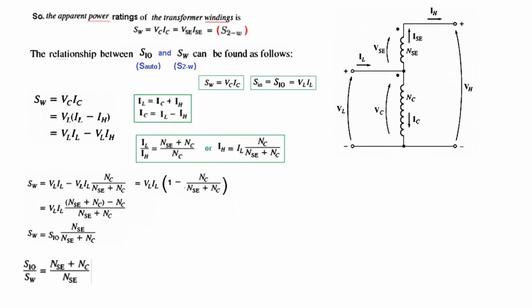And from here we can write S_auto divided by S_winding, and to be more clear, we know that this is the ratio of the autotransformer over the two-winding transformer. So we'll use this to do the mathematical calculation. This is the relationship between the two windings and the autotransformer.